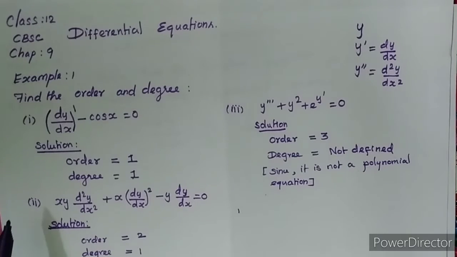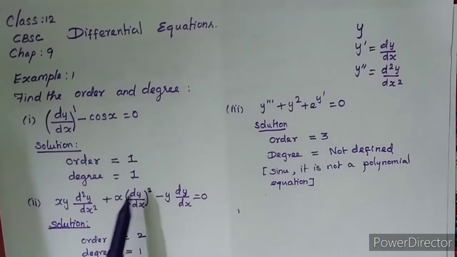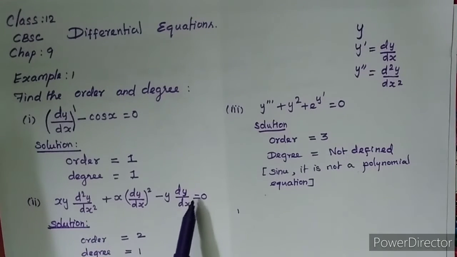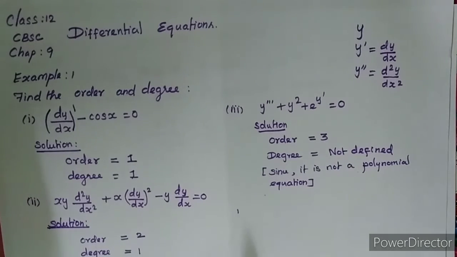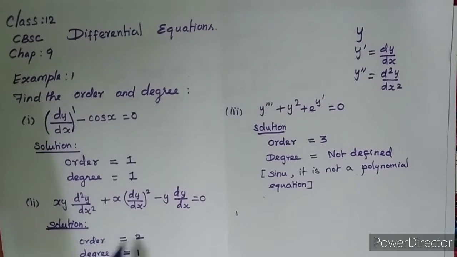Now, subdivision number 2. It is xy d square y by dx square plus x into (dy by dx) the whole square minus y into dy by dx equal to 0. This is a differential equation, but order means the highest order derivative. This is first order derivative, dy by dx. This is also first order, dy by dx. No need to consider power. This is second order, so I will consider order equal to 2.